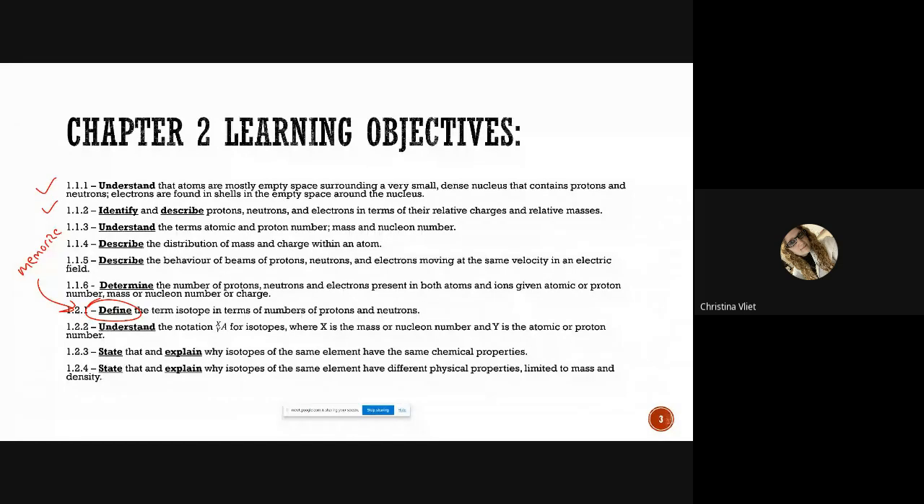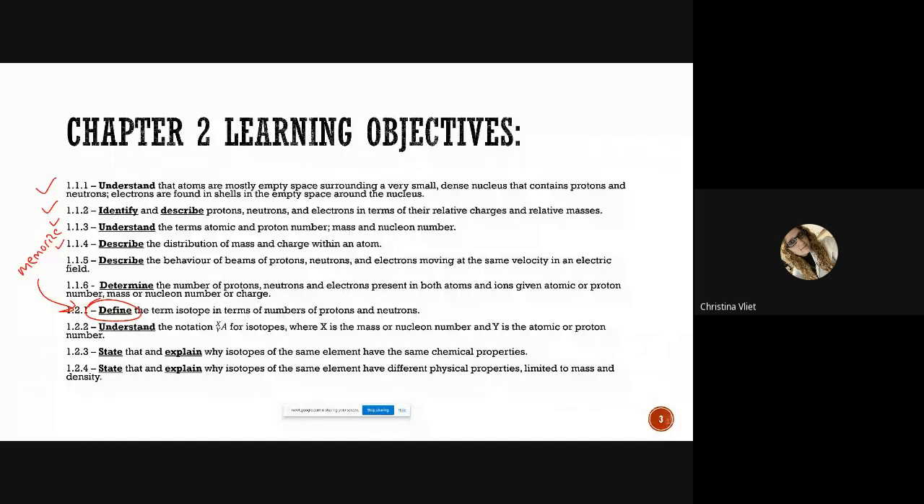I know this. Another reason why we're covering a lot of standards today is there's a lot of stuff in here that is review. Understand the terms atomic and proton number, mass and nucleon number. So if you know what atomic number is, you know what mass number is. I did briefly go over it in the bell work. You put a check. If this is something you don't remember or never learned, you put an X. Do you know where the mass is in an atom? Do you know where the charge is in an atom? If you do, check. If you don't, X. This is all the stuff we're going over today. So hopefully it's not looking too crazy.